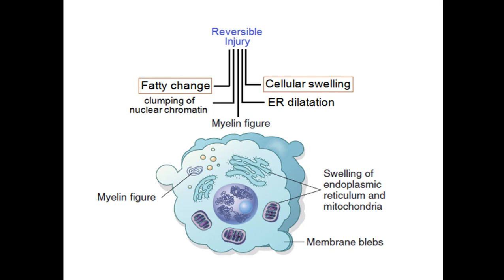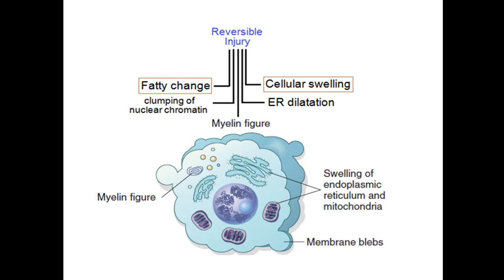So the two changes, fatty change and cellular swelling, can be seen through the light microscope, and in addition to these changes there will be dilation of the endoplasmic reticulum. And as you know, when the cell is deprived of oxygen for getting ATP, the cell will switch from aerobic respiration or oxidative phosphorylation, due to the lack of oxygen, into anaerobic respiration or anaerobic glycolysis.